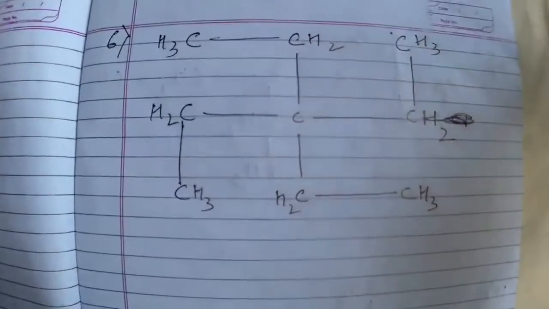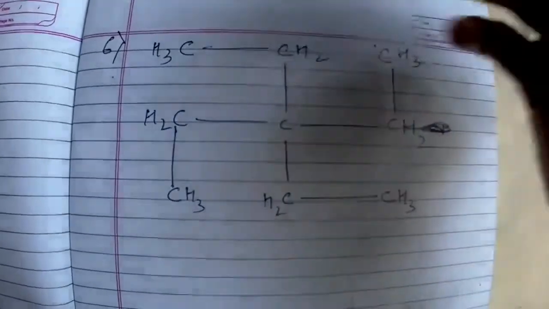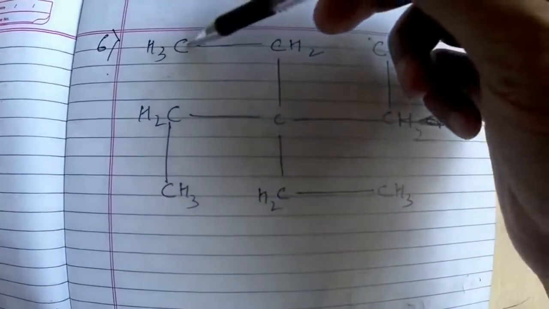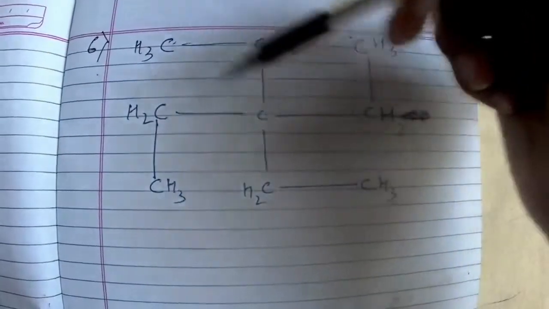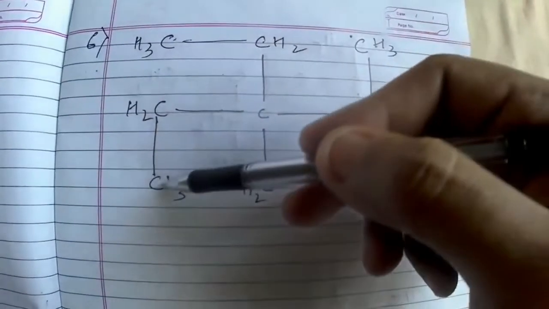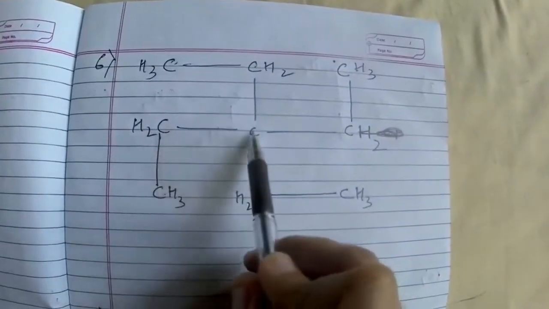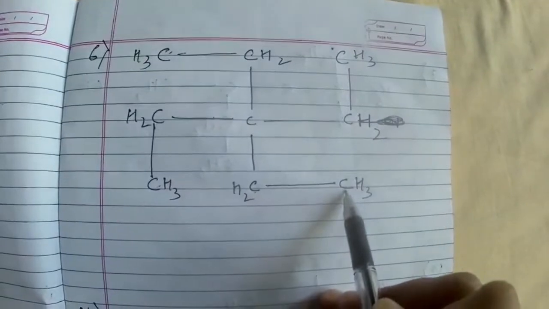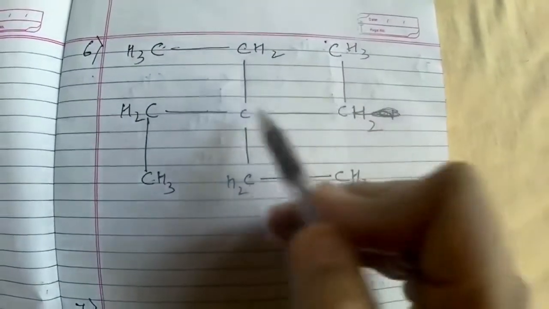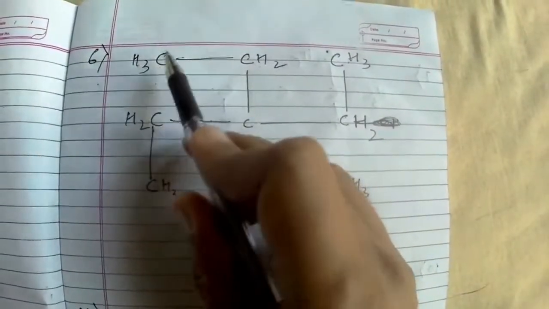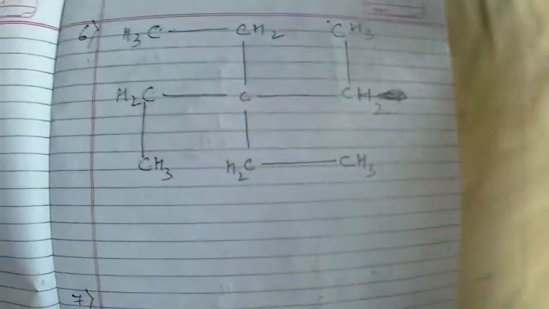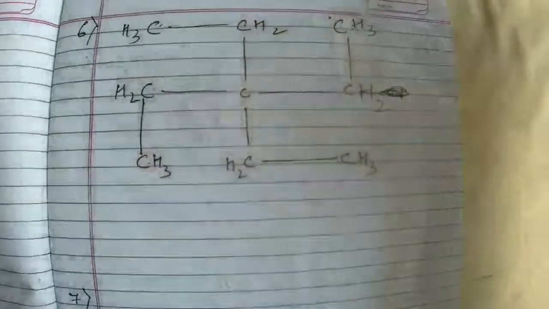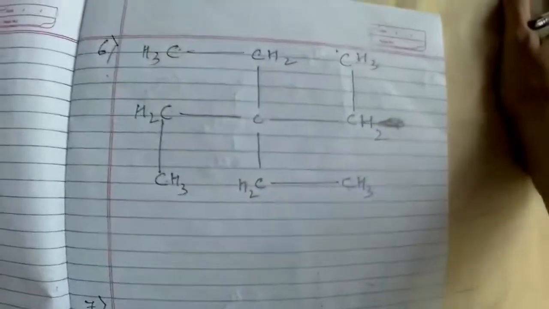Okay, next. A very famous structure and many times it has been asked. See, many long chains are there. 1 carbon, 2 carbon, 3 carbon, 4 carbon, 5 carbon. One more longest chain, 1, 2, 3, 4, 5. One more, 1, 2, 3, 4, 5. One more. Yeah, one more, 1, 2, 3, 4 and 5. So many longest chains are there, longest chains with 5 carbons.